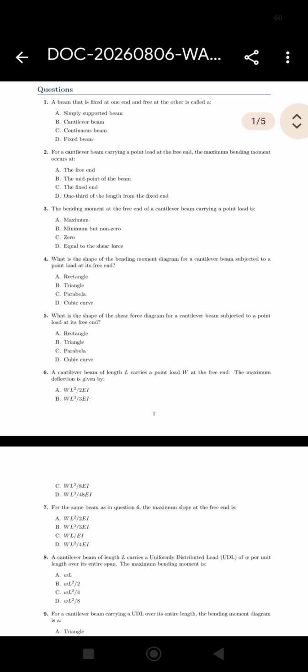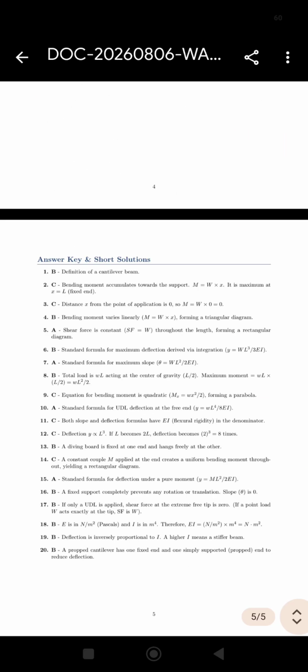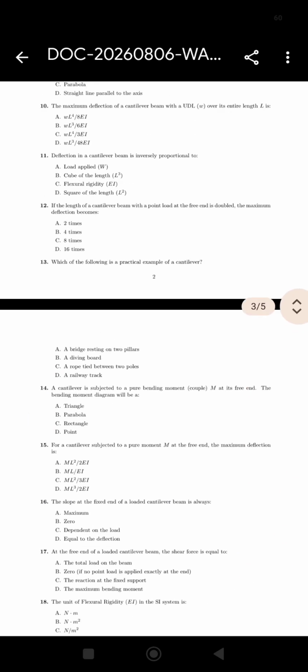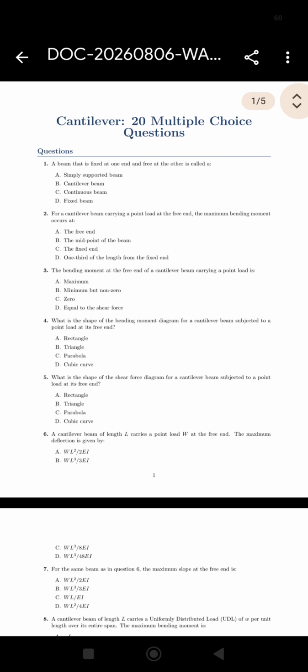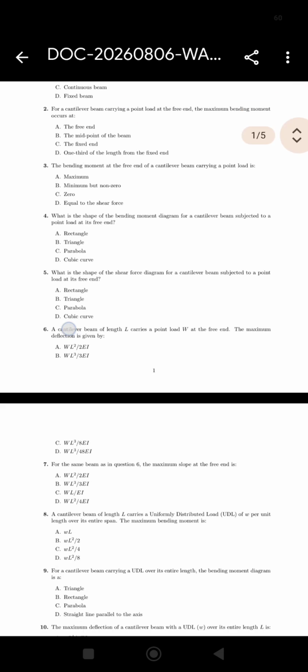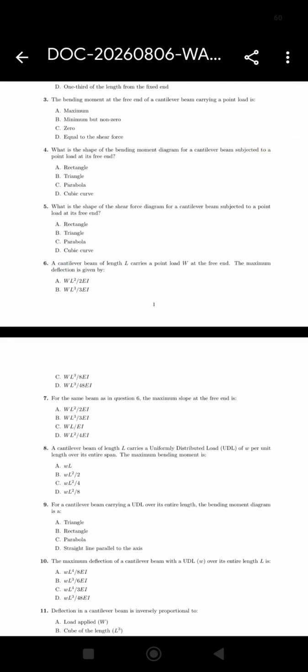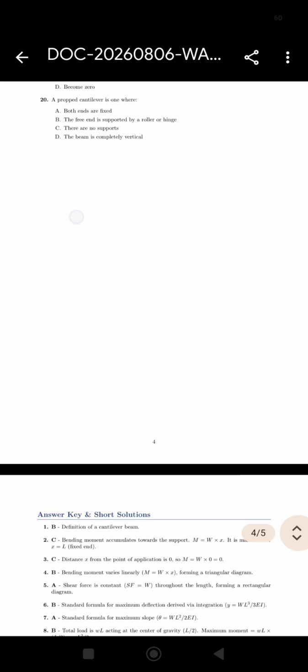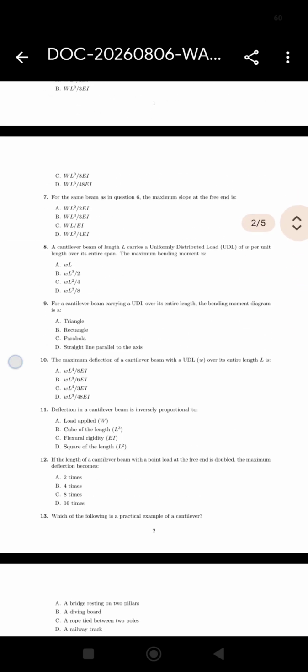Rectangle. A cantilever beam of length L carries a point load W at the free end. The maximum deflection is given by WL cube upon 3 EI. For the same beam as in question 6, the maximum slope at the free end is WL square upon 2 EI.